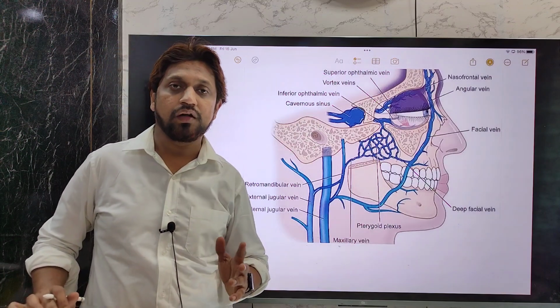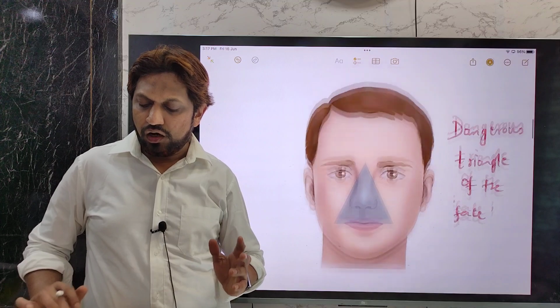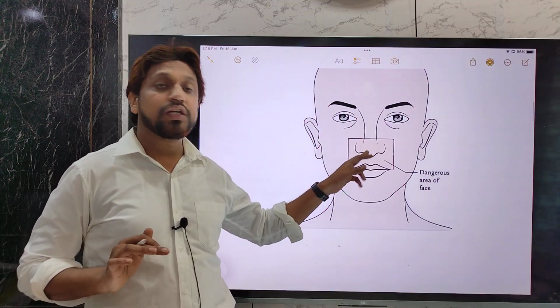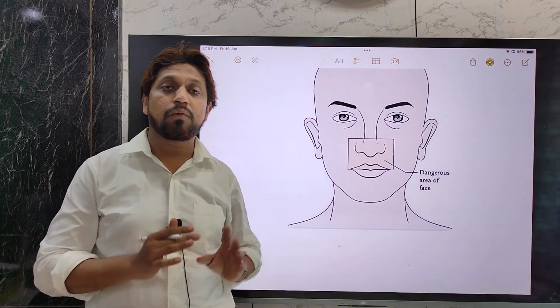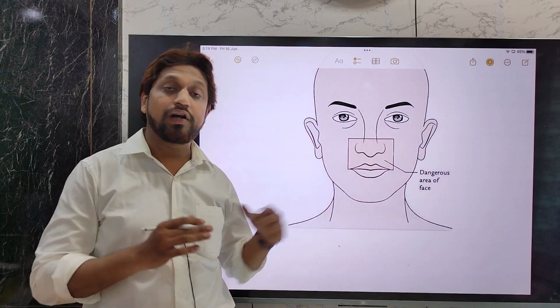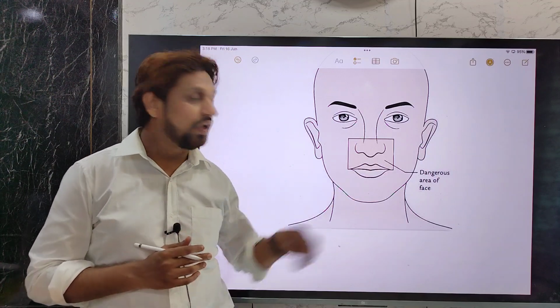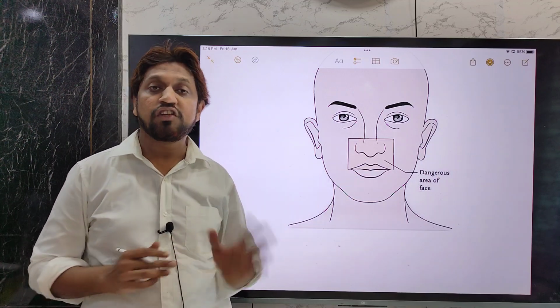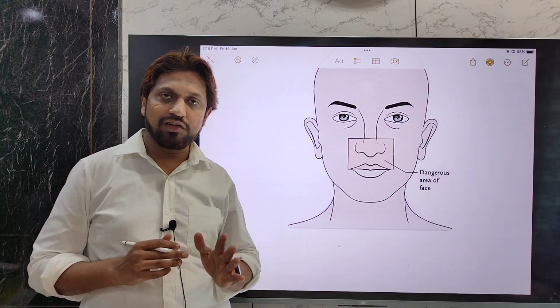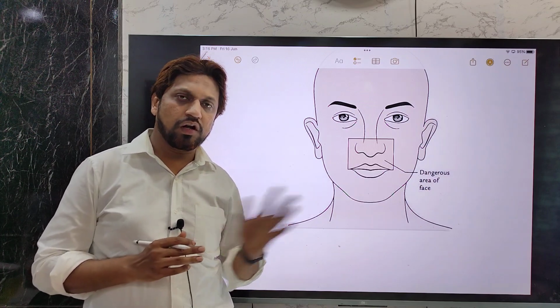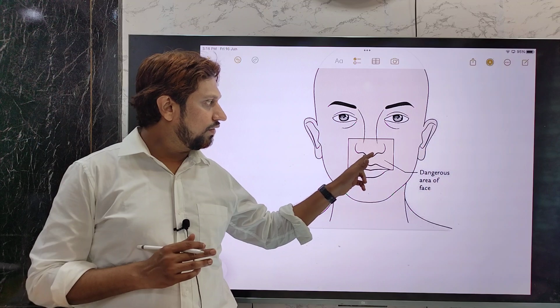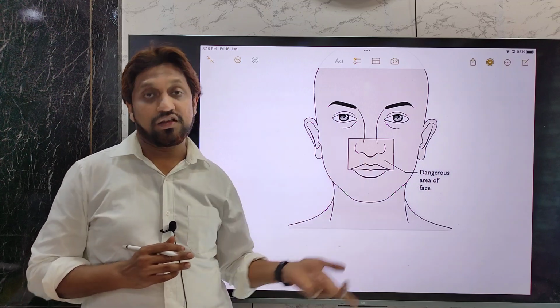So what will happen? Suppose there is any trauma, injury, or infection on this particular part of the face, that is the so-called dangerous area of the face. The blood from this area is drained by the facial vein. So from the facial vein, the infection or the microorganism is transferred to the cavernous sinus.